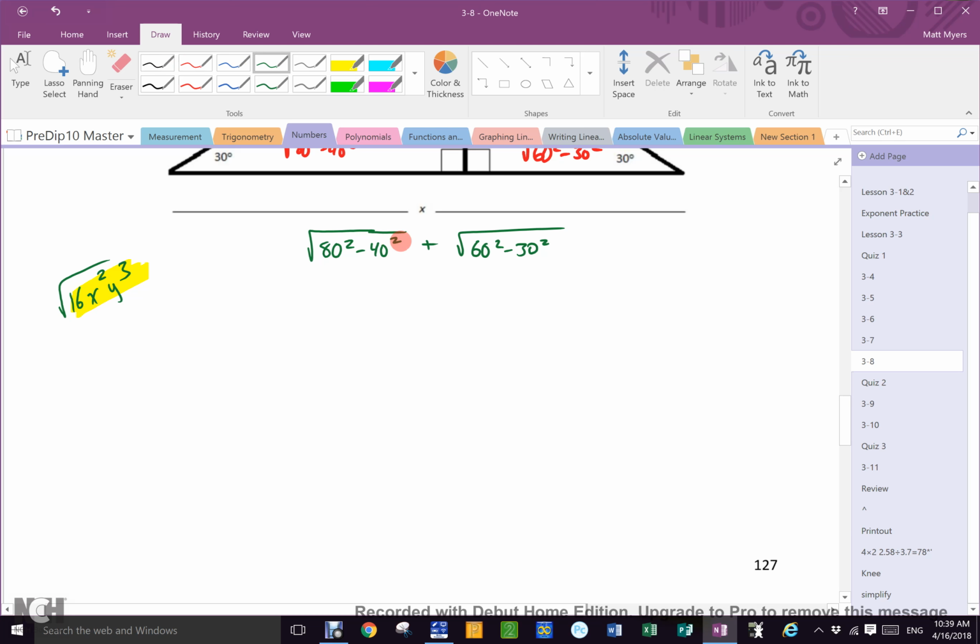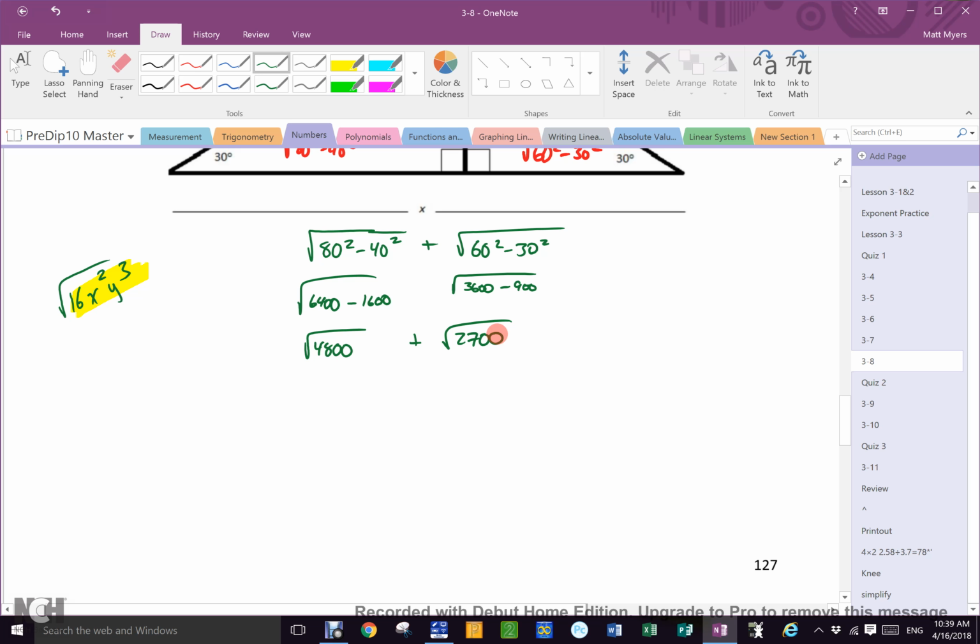You could just calculate it because all of you are good. What is 8 squared? What is 10 squared? So isn't this 6,400 minus, what's this? 1,600. So isn't that the square root of 4,800? What's this? Minus what? 900 is the square root of 2,700. Yes?